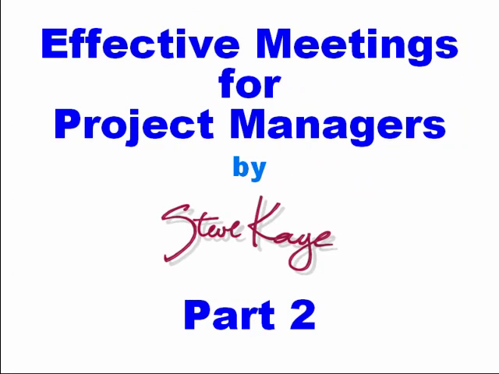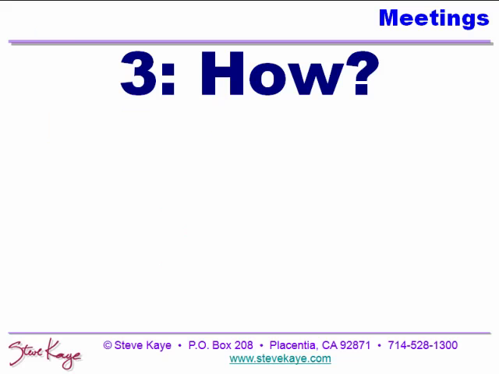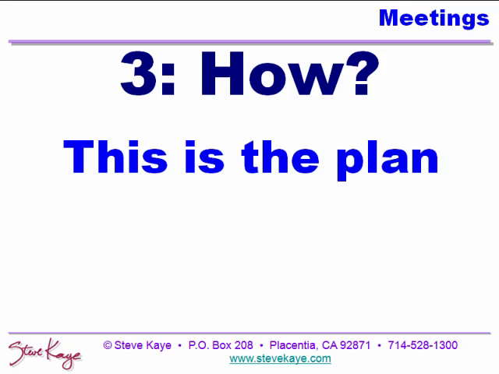Welcome back to Effective Meetings for Project Managers. This is part 2. My name is Cornelius Fichtner, and here is your presenter, Steve Kay, with the third question that your CEO is going to ask. So you have just explained to the CEO how this meeting is going to make money for the business. That's the why you're holding it. The CEO is becoming more impressed, and so now the CEO asks you the third question, which is, okay, how are you going to do this? This is your plan. This is the project plan for your meeting.